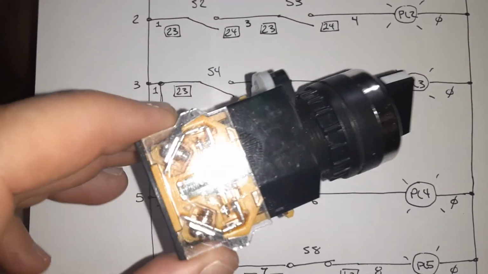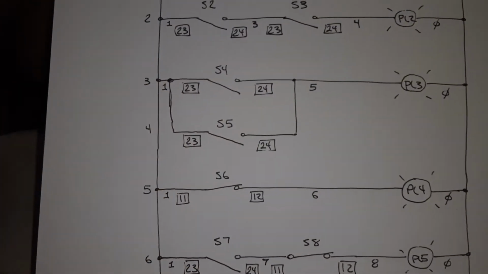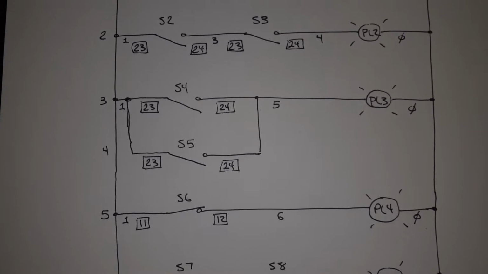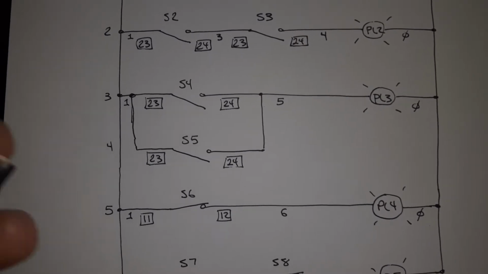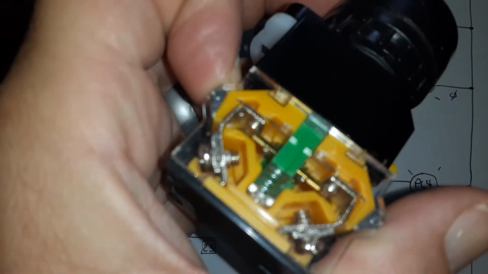Okay, I'm going to make a short video here to talk about selector switches, and I'll also talk about some diagrams and different types of logic. So here's a selector switch. It's a two-position selector switch. Okay, right here the green contact block is a normally open contact.